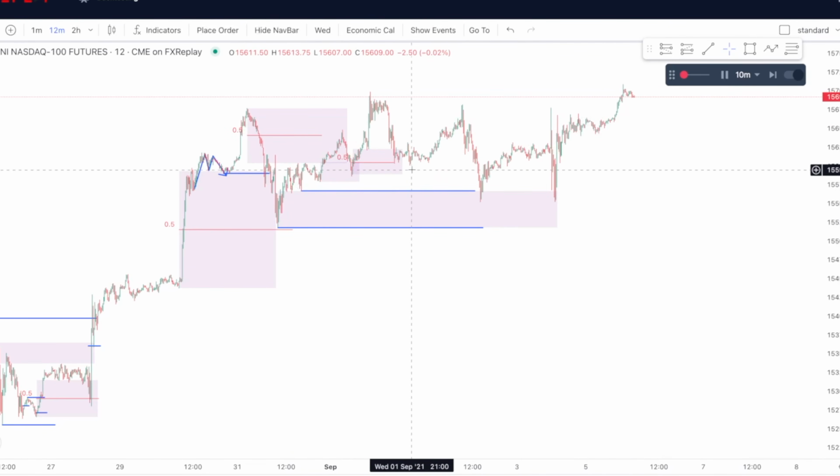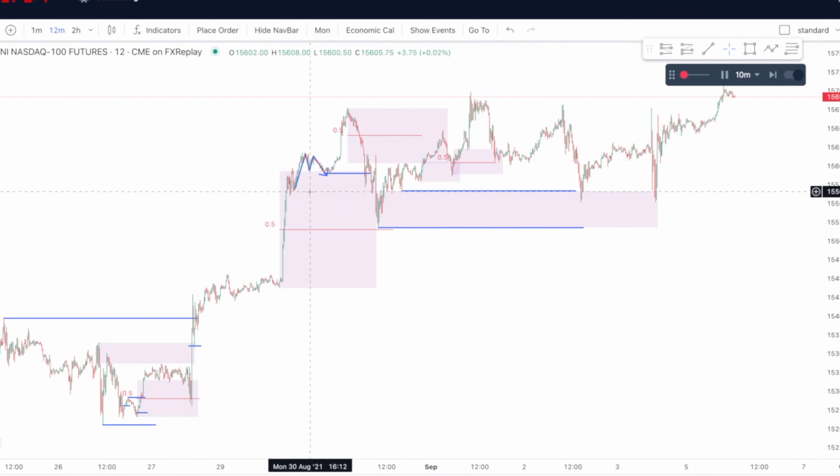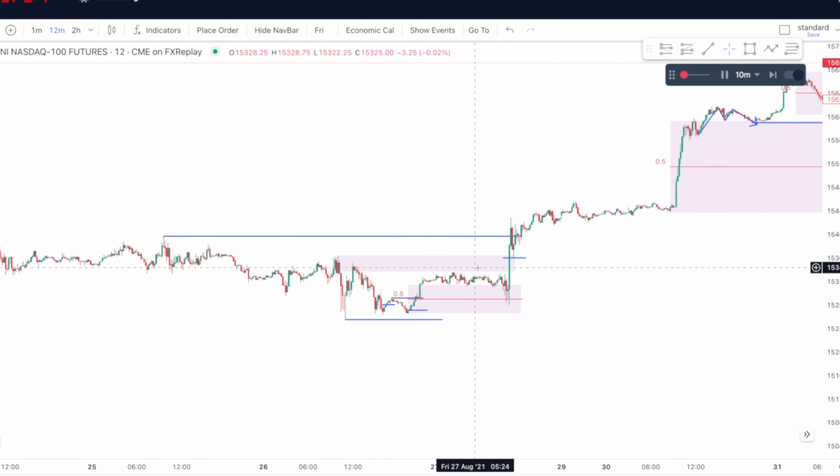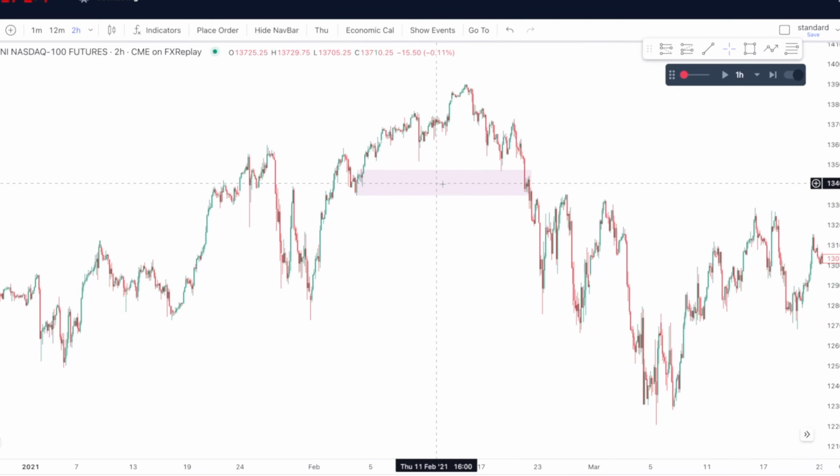We're running these, we're holding these, we're running all of these, we're holding these. We shoot straight through a fear box, we go on a bull run. We shoot straight through a greed box, we go on a bear run.